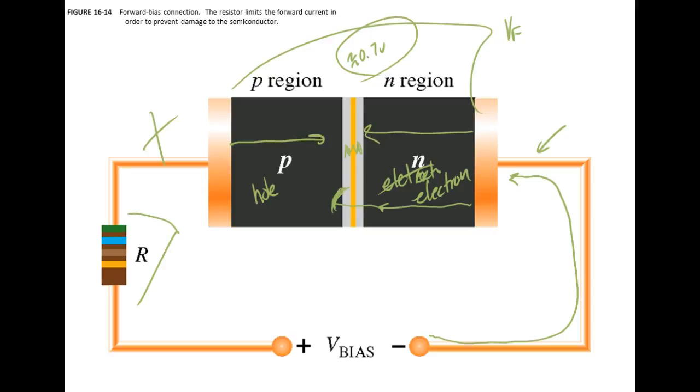So if everybody's okay on that, if I was biasing this with 10 volts, then what I'd have is 7/10 of a volt across the diode, and then I would have a 9.3 volt drop across the resistor.